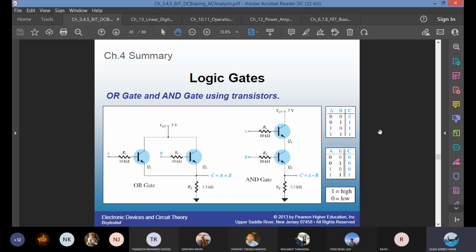The truth table is given on the right hand side, and see in which case there will be a high output, or in which case you will have a low output. Once you have determined that you will get some output, you should be able to calculate using Kirchhoff's voltage law what will be the output, using the value of the DC supply and the value of the resistor.